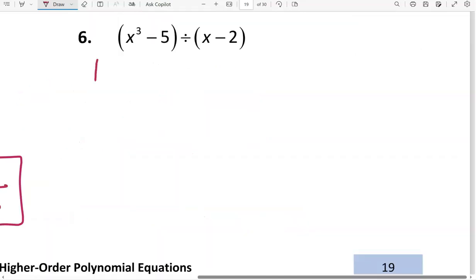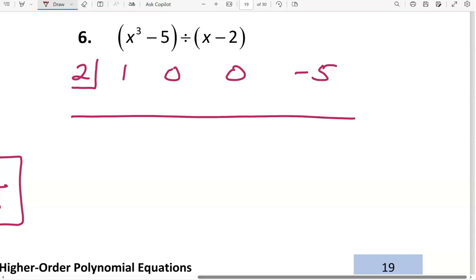In number 6, the 0 of the divisor, which is 2, because x minus 2 is equal to 0 when x is 2, goes in the box. And then the coefficients of the dividend go next to it: 1x cubed plus 0x squared plus 0x minus 5. And then skip a line, bring down that 1, times 2 is 2, add that column, times 2 is 4, add that column, times 2 is 8, add that column.